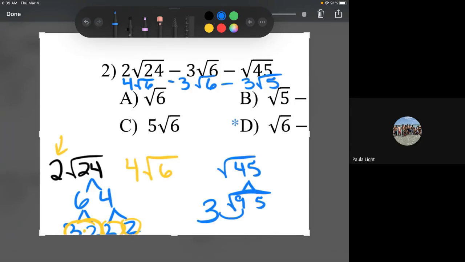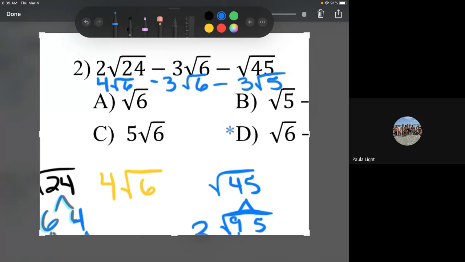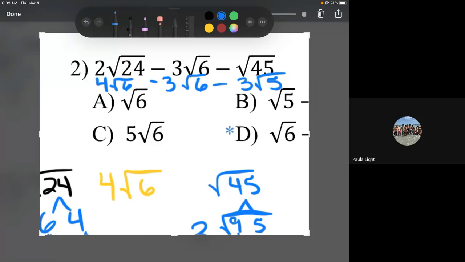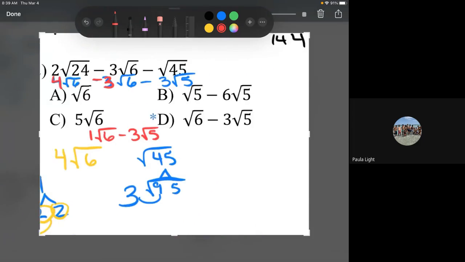All right, so the only 2 that are alike that you can put together are the first 2. And you take the coefficient 4 minus 3, and you end up with 1 radical 6 minus 3 radical 5. And they don't write the invisible 1. They just write radical 6 minus 3 radical 5. Okay? All right.